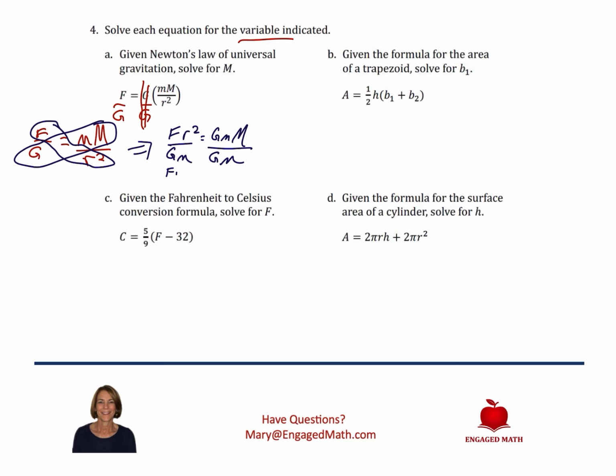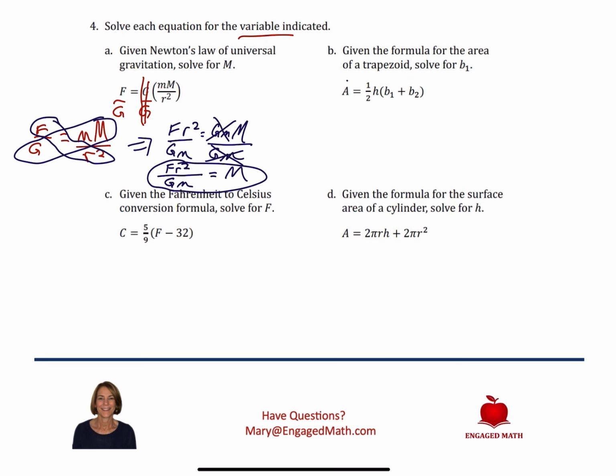So when we do that, our final answer is going to be F r squared over g lowercase m is equal to uppercase M, because the g over m is gone. And the gm over gm just cancels. And this would be our final answer. Great. All right, let's go to the next one.